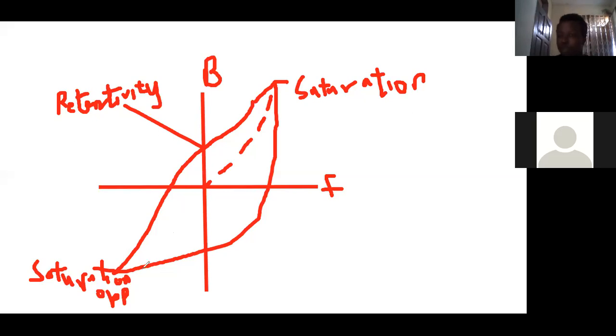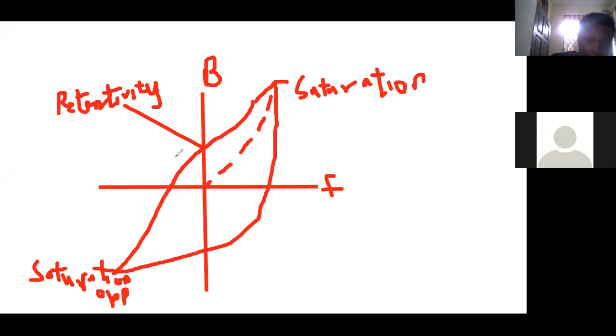And so you get to a certain point whereby you would have destroyed everything in it, that anything you do won't further affect it again. It will now become saturated in the opposite direction. I don't know if you get my point. So when it gets to this one, this is what we call the retentivity.